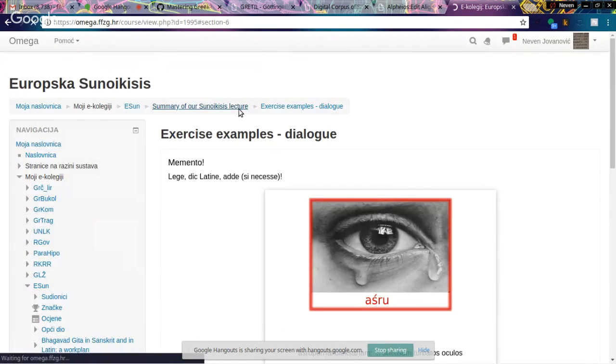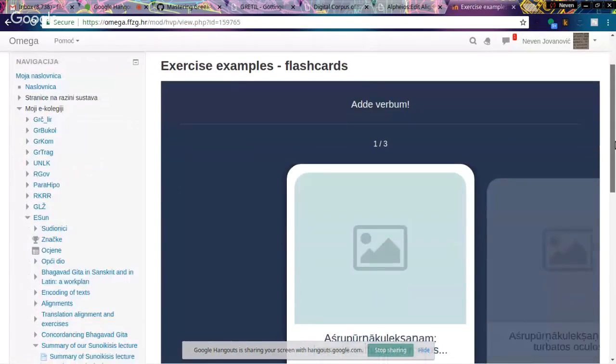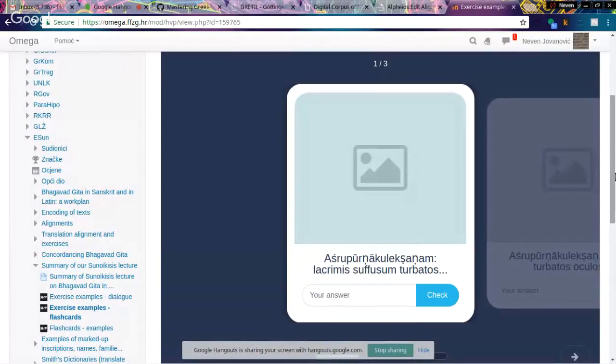The other example is similar, but slightly more complicated, and it has more effects from the programming side. Here you will see the same part of the sentence in Sanskrit, because we just wanted to test the formats, and here we have to fill in the blank. It says lacrimis suffusum turbatos, and then we have to remember what comes next. Or we can ask somebody, or if you want to join us, if you want to propose the answer, but we will just try to type this in.